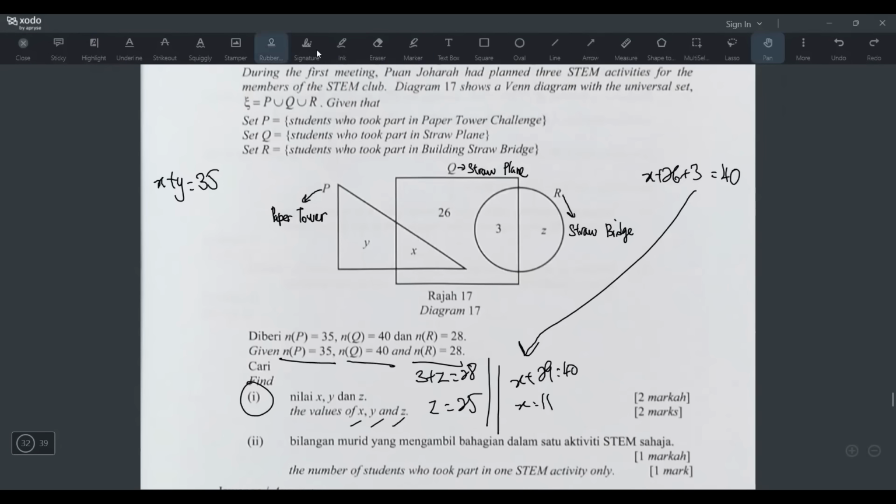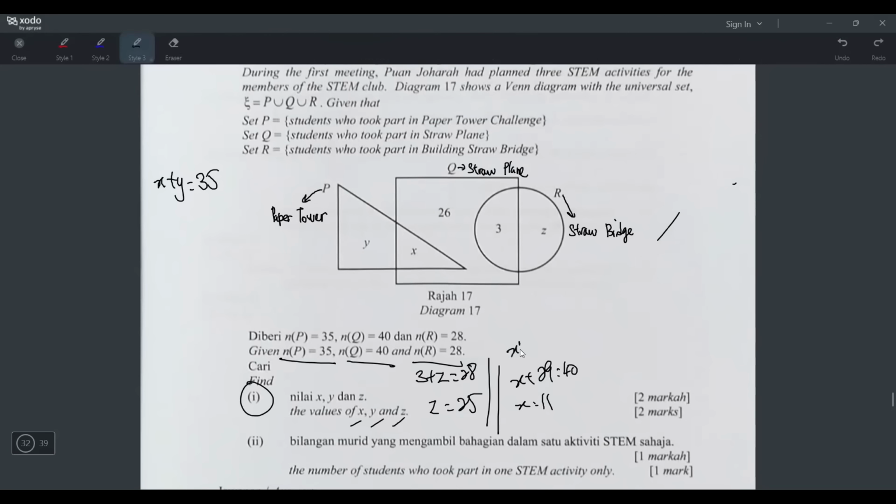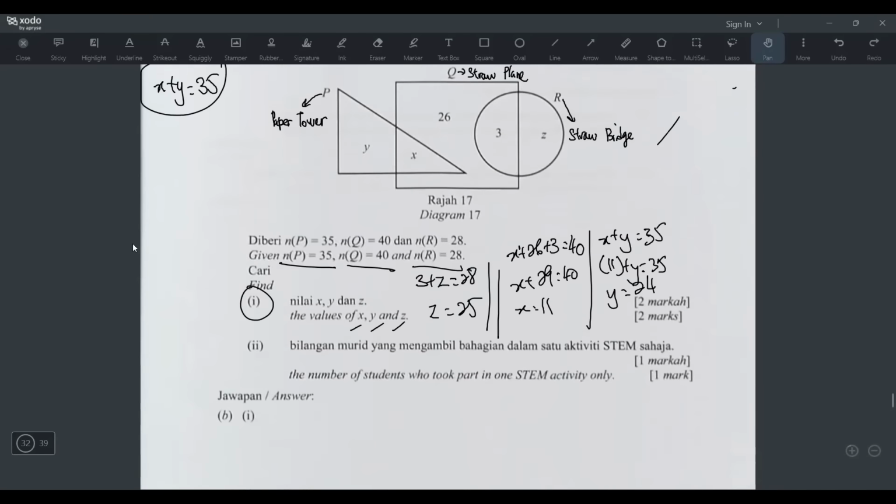Okay, so let me just write it here. X plus 26 plus 3 equals 40. And then the last one is this one, right? So X plus Y equals 35. But we already got X earlier. So 11 plus Y equals 35. So Y equals 35 minus 11, which is 24. Okay, they asked to find X, Y, Z. This is the answer. Alright, scroll down.